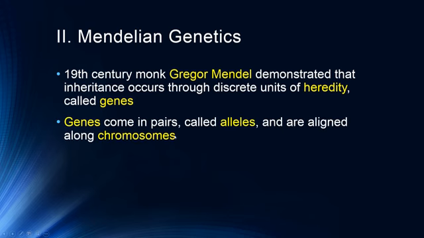We know genes come in pairs. These pairs are called alleles, and they're aligned along chromosomes. We, of course, have 23 pairs of chromosomes. So this is a basic introduction to that part of this. We'll talk more about genes and DNA here in a bit. But these alleles are aligned along chromosomes, and these alleles seem to be part of this principle of heredity.